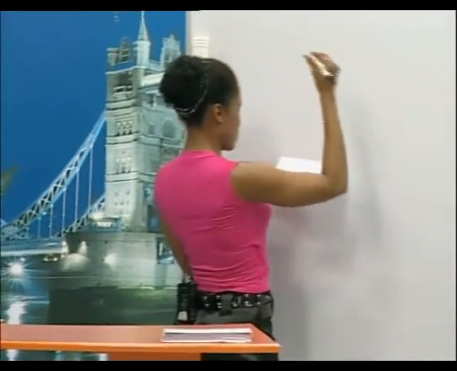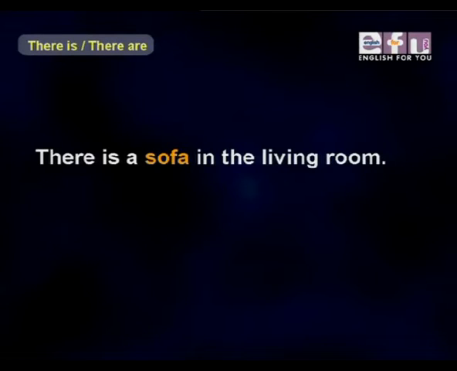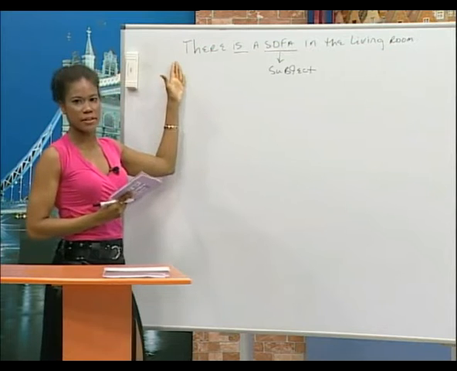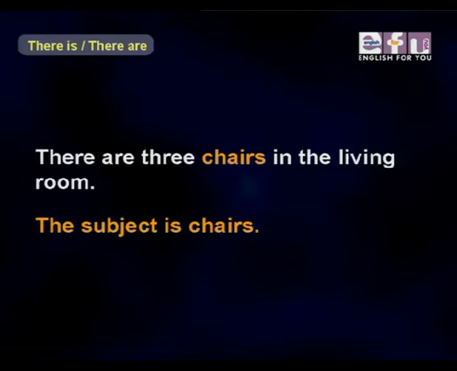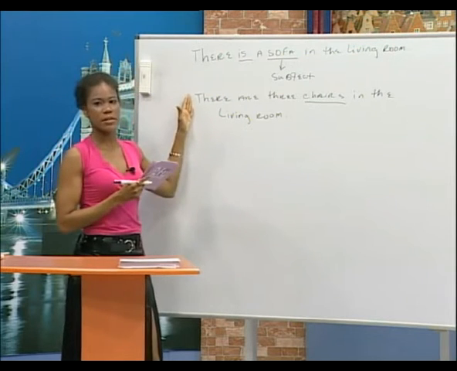Take a look at these examples. There is a sofa in the living room. Okay, now in this sentence, the subject is sofa. It follows the verb to be when there is used. So there is a sofa in the living room. And there are 3 chairs in the living room. The subject is chairs. There are 3 chairs in the living room.